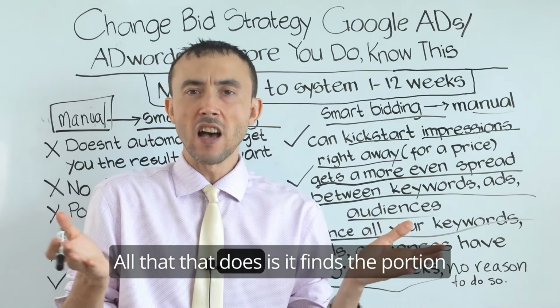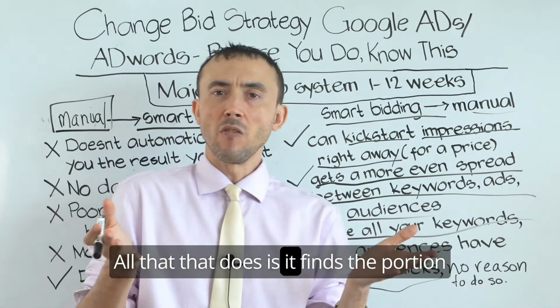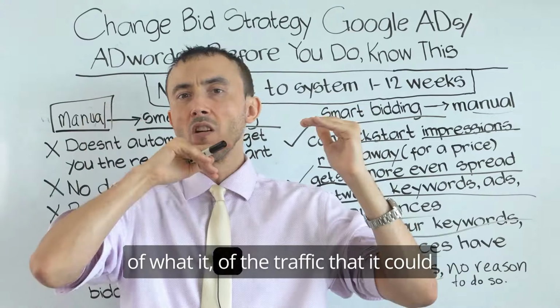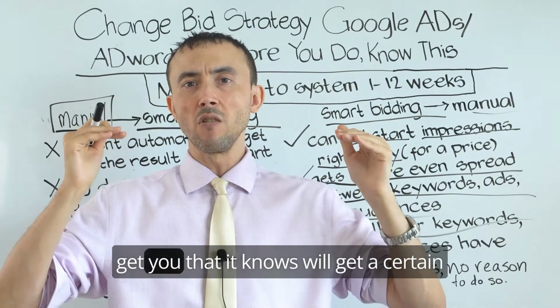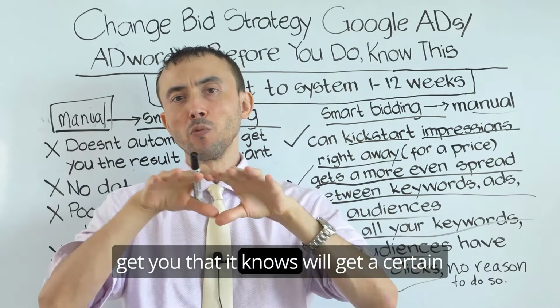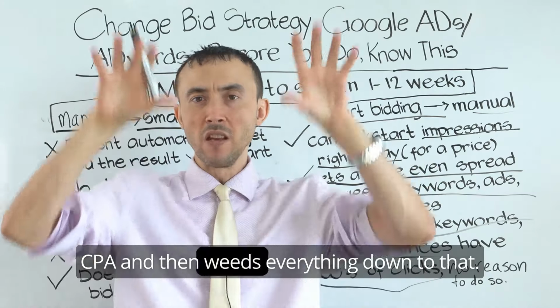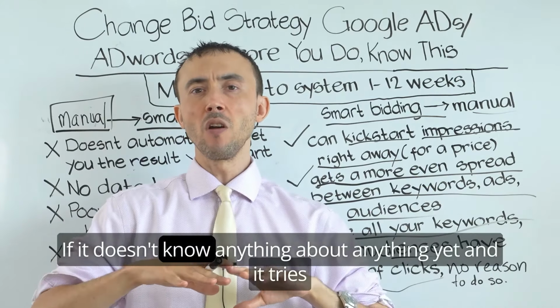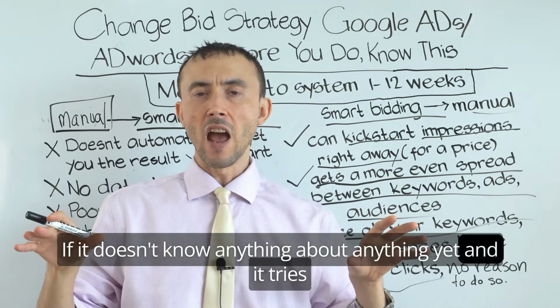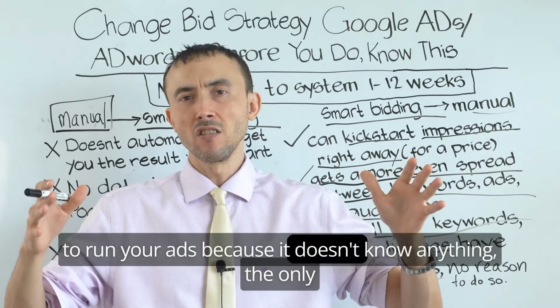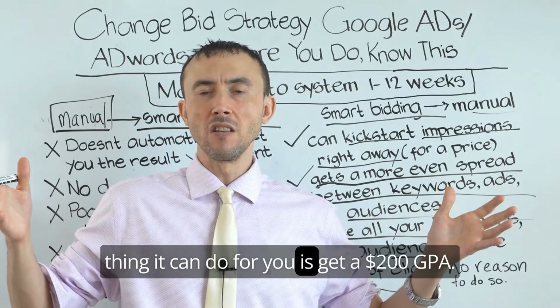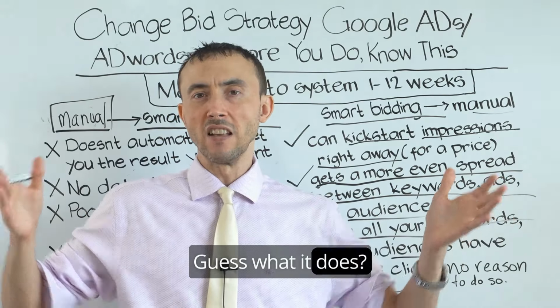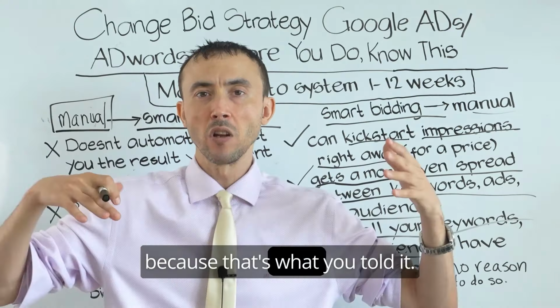All that it does is find the portion of the traffic that it knows will get a certain CPA, and then weed everything down to that. If it doesn't know anything yet and tries to run your ads, the only thing it can do for you is get a $200 CPA. Guess what it does? It just shuts down the ads, because that's what you told it.